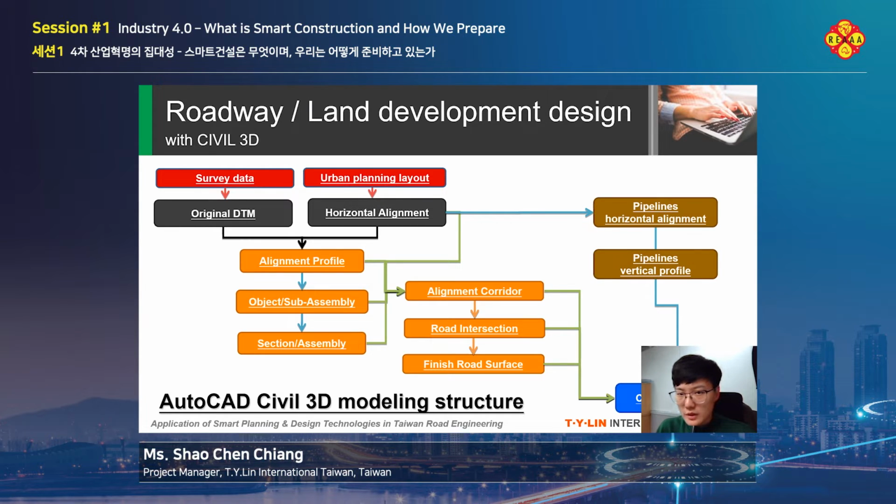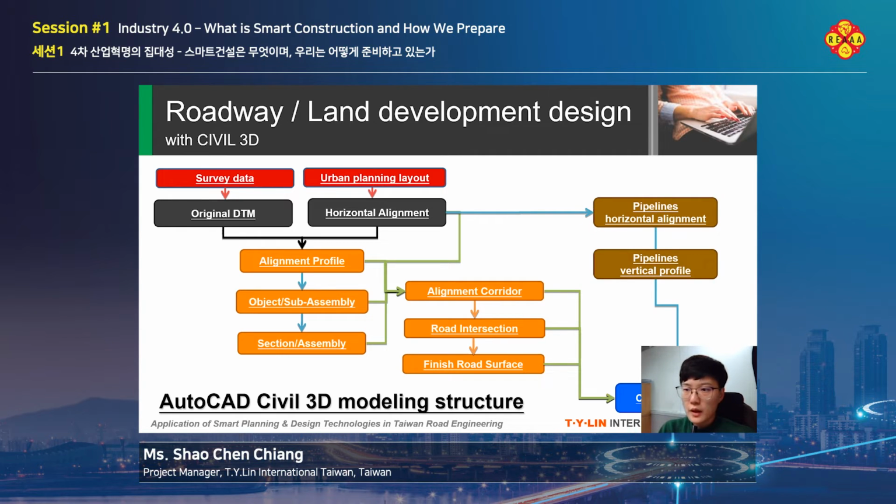With both of these, we can generate the alignment profile, and then we will generate the sub-assembly, and then the assembly according to our typical sections. With all this, we can generate our alignment 3D corridor. And moving on, we can have the road intersection component and finish the road surface.